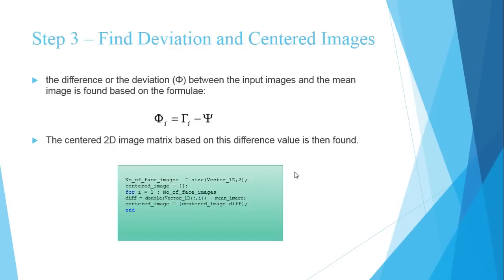After the mean image is found, it is important to find the deviation and centered images. The deviation is found by subtracting the mean image from each individual image. The centered 2D image matrix is then found. This is the code snippet used to find the centered image based on the deviation.